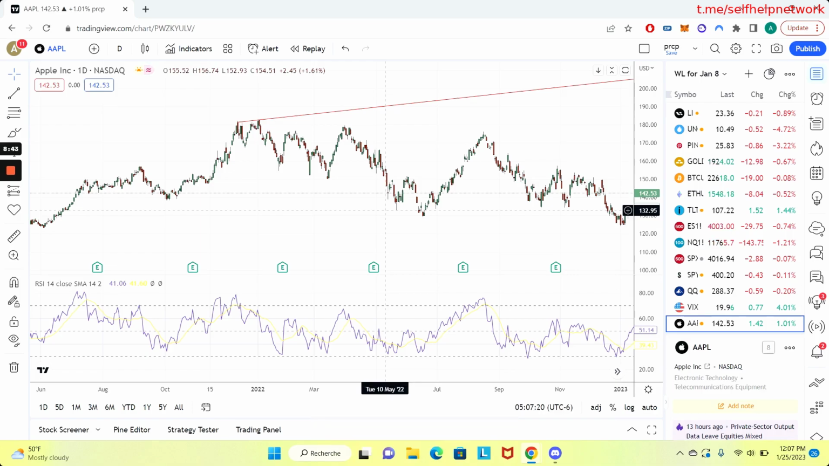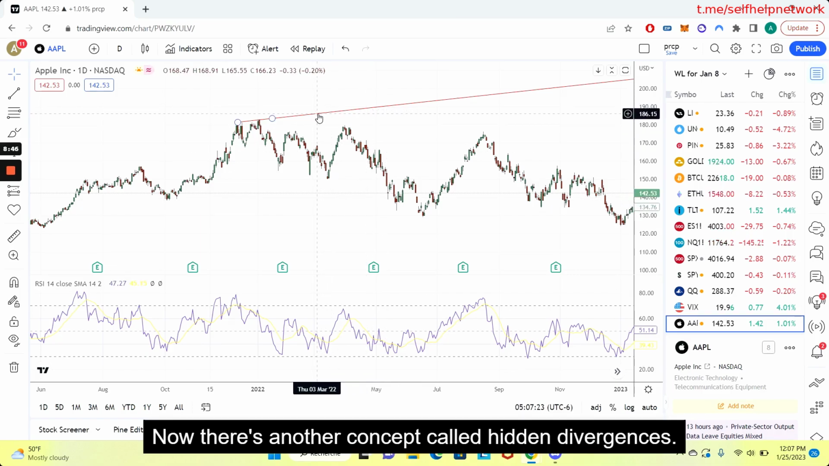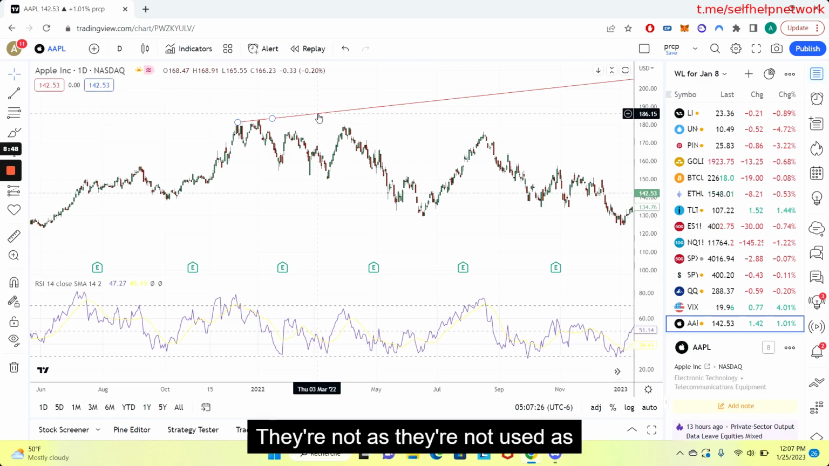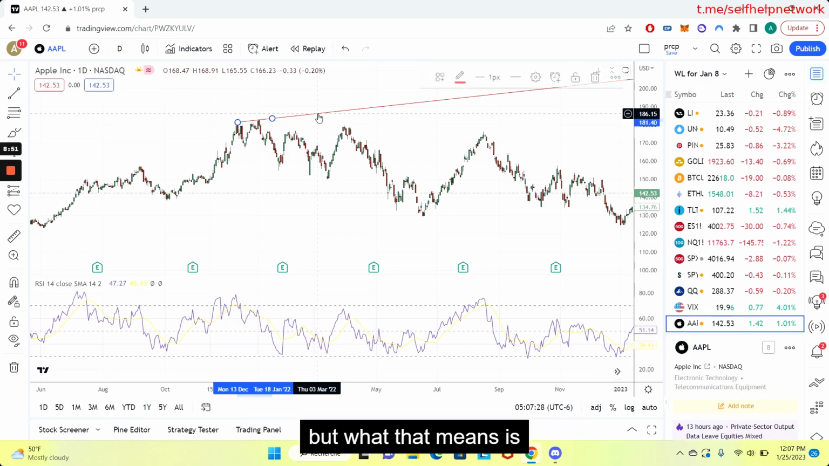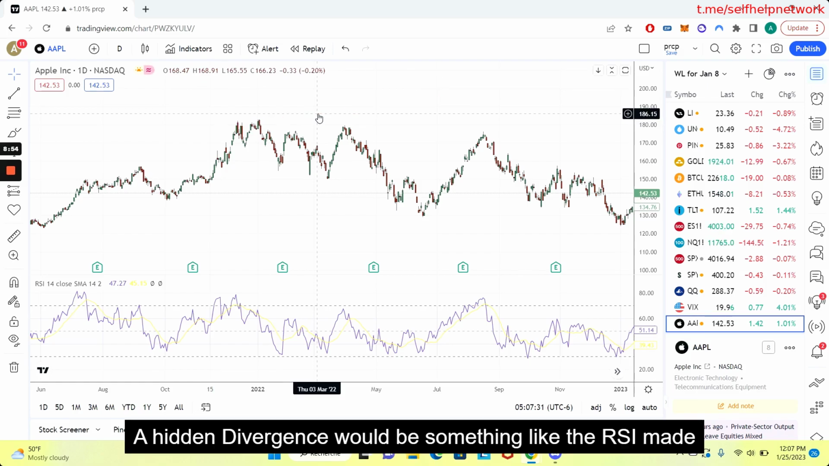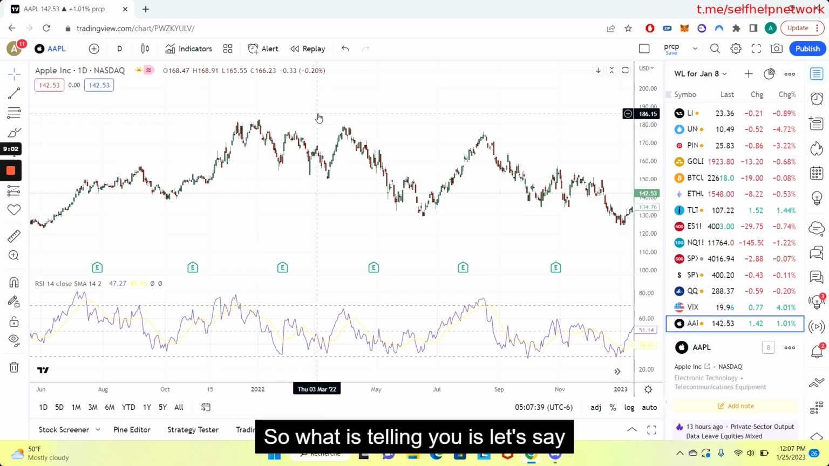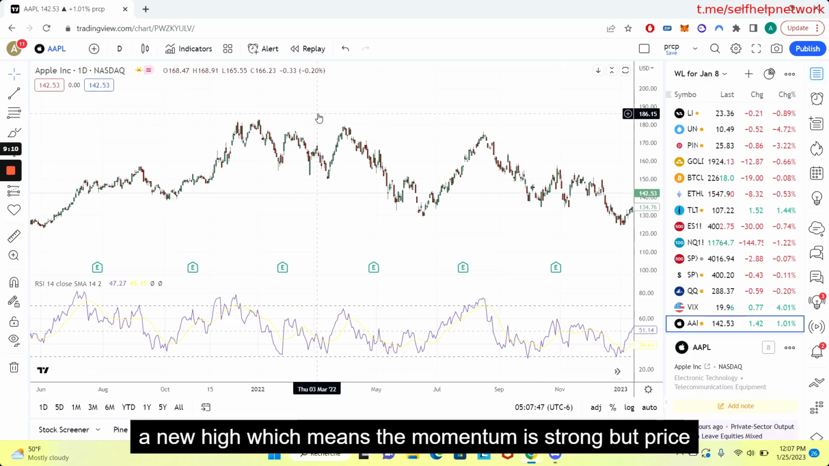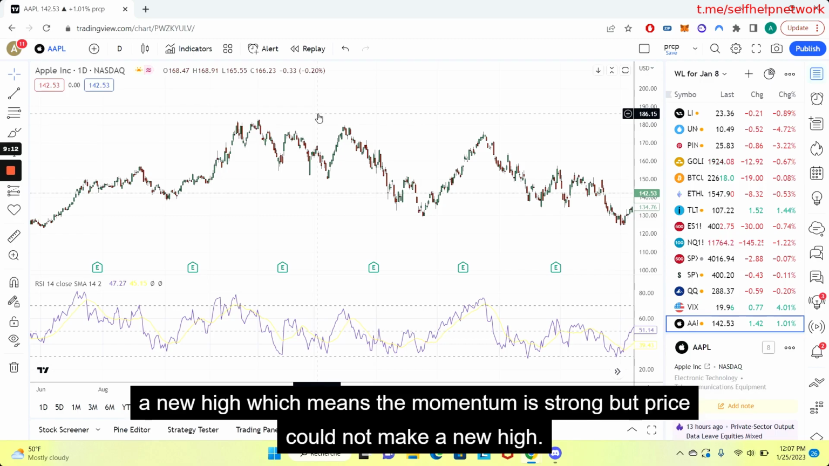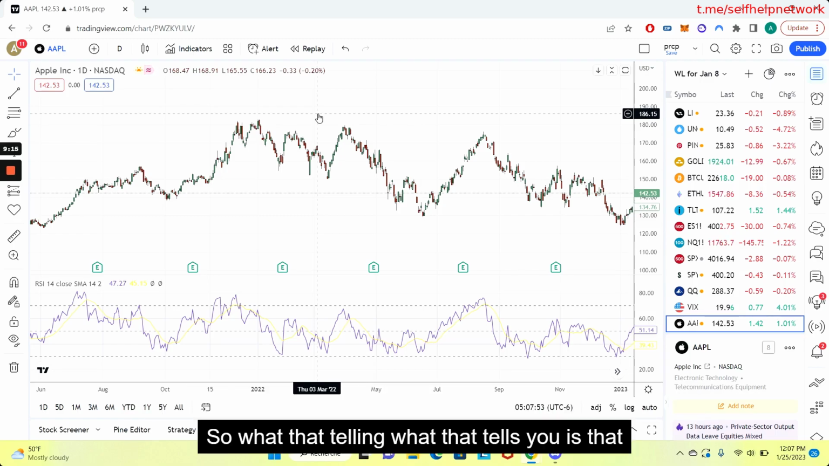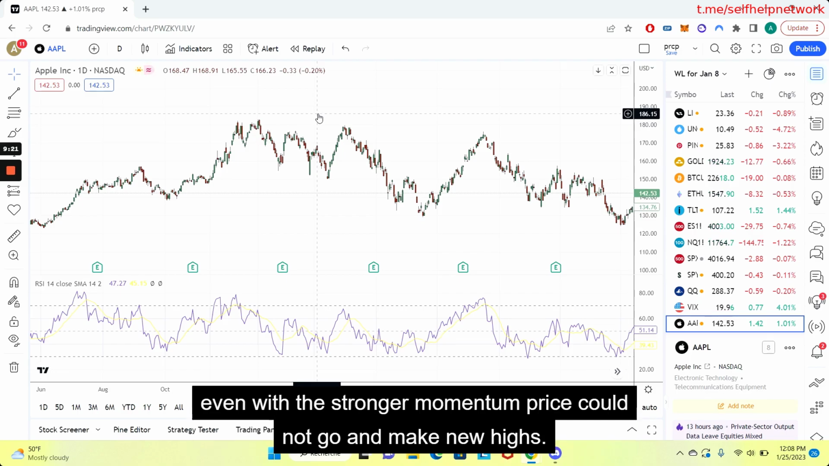That's how it's used. Now there's another concept called hidden divergences. They're not used as often, but what that means is a hidden divergence would be something like the RSI made new highs, but the price did not. So what it's telling you is, let's say price is going up, all right, and RSI is going up. Good. Now, at some point, RSI made a new high, which means the momentum is strong, but price could not make a new high.